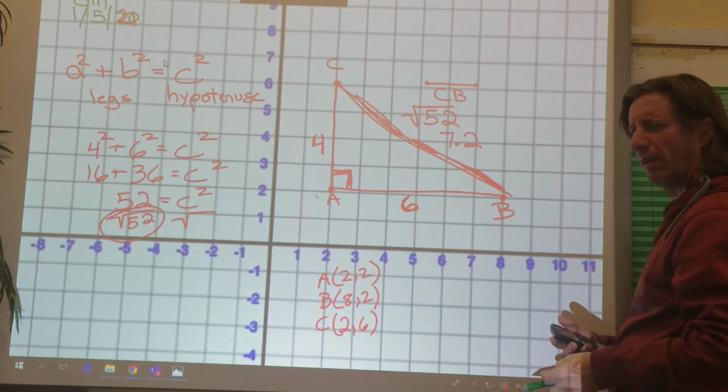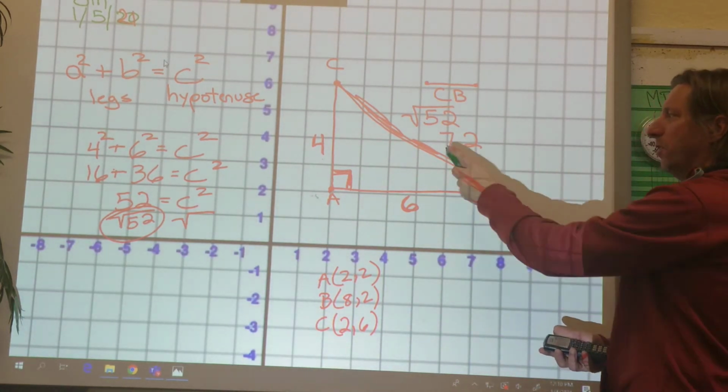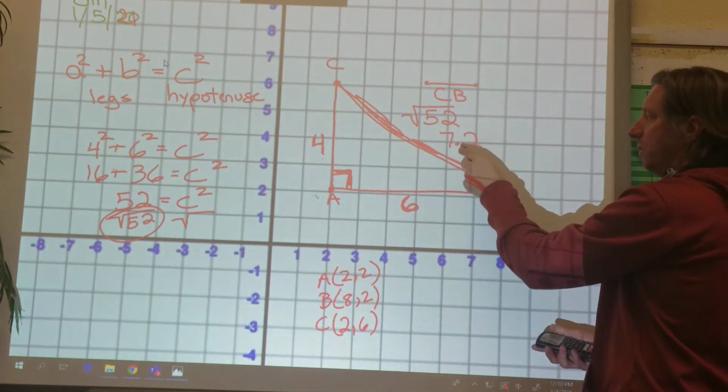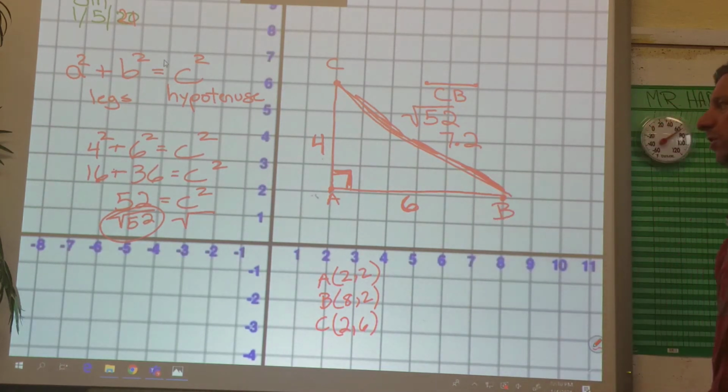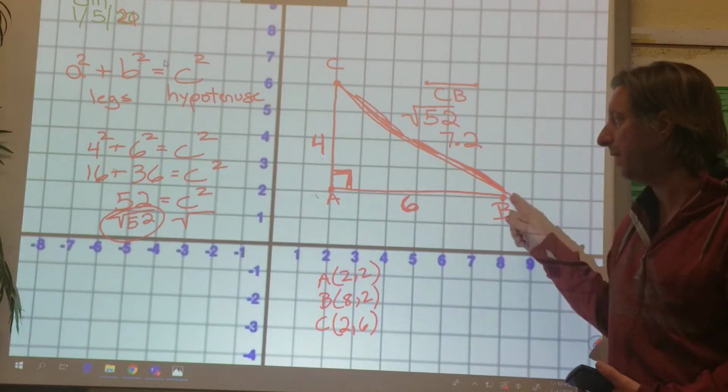7 times 7 is 49. 8 times 8 is 64. It's a little closer to 49. But yeah, once I type it on my calculator, I just see it's 7.2. All right, so this is the same stuff we've been doing. It's just on a coordinate plane, so you have to count the spaces, all right?